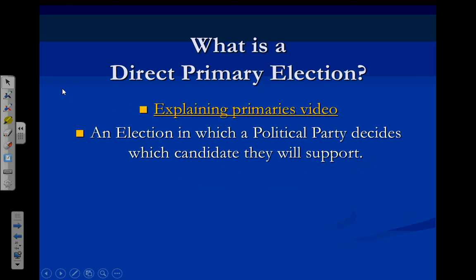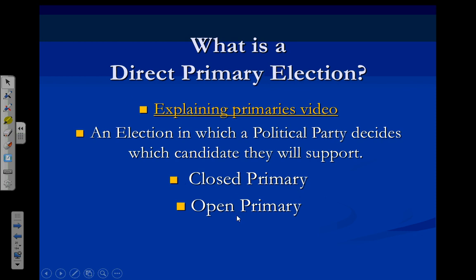There are 2 types of primaries: a closed primary and an open primary. Actually, there's more than just these 2, but these are the 2 most common types. A closed primary is closed to everybody except for that particular party. So a Democratic closed primary would be closed to everybody except for Democrats. Makes sense that the Democrats would choose their candidate. An open primary is open to all political parties. There are not a lot of open primaries out there. Most of them are closed.